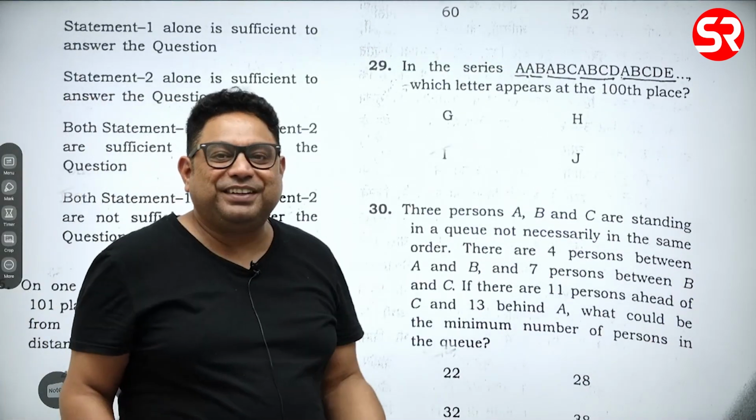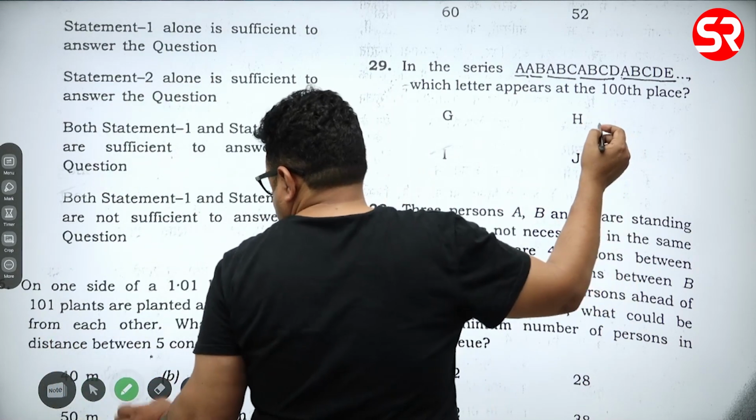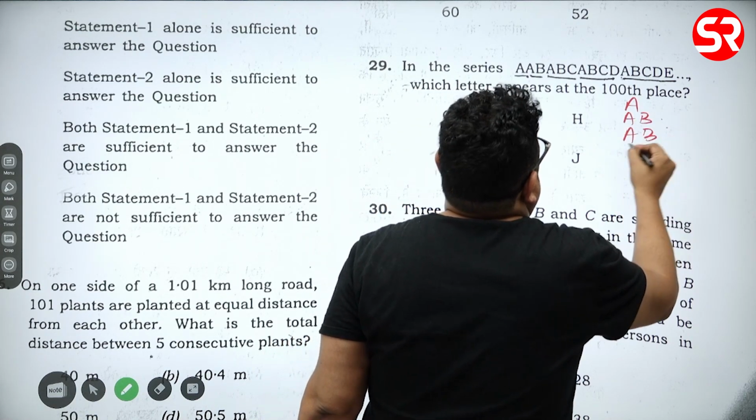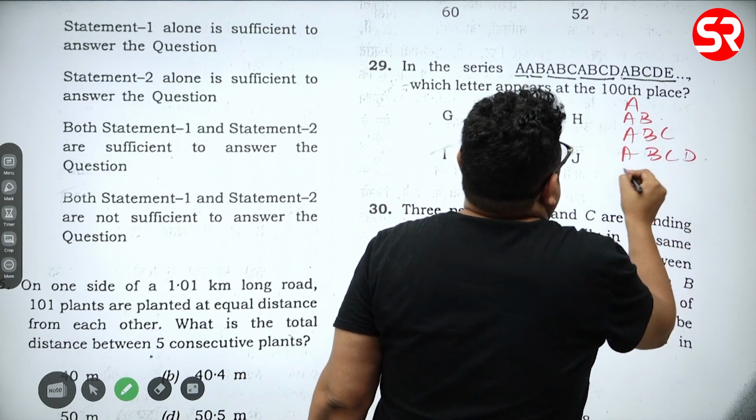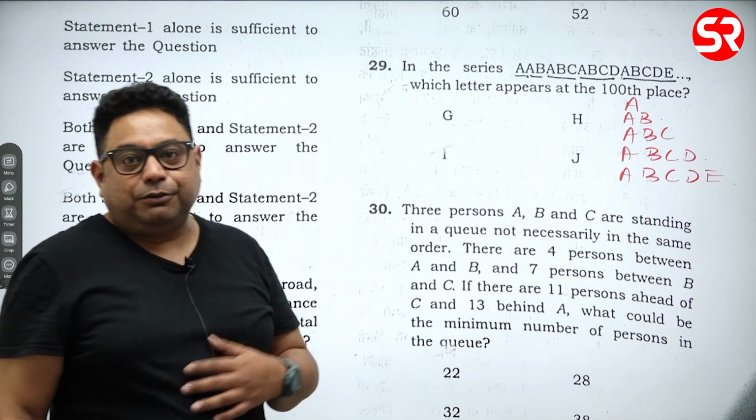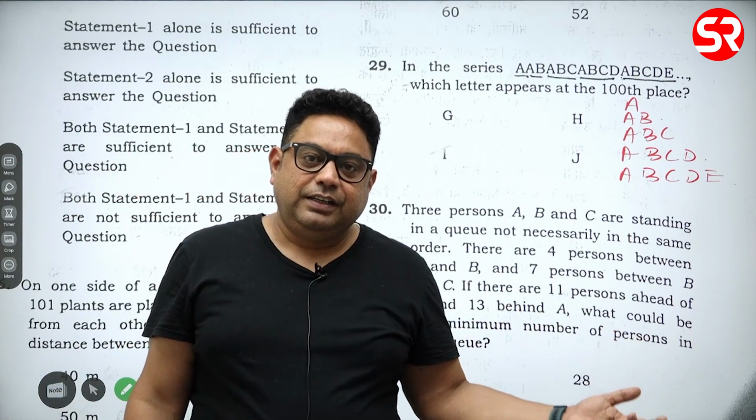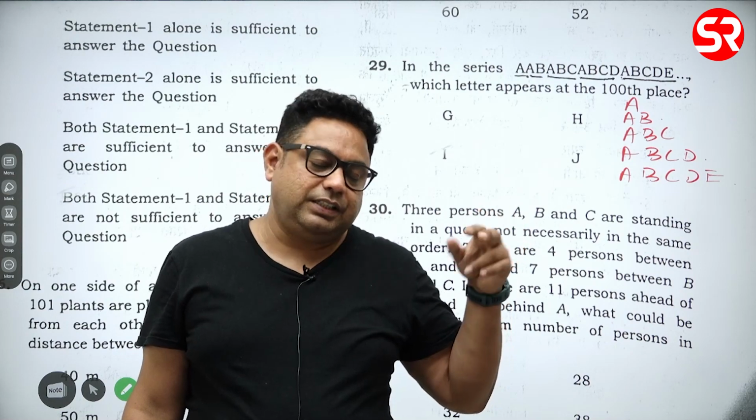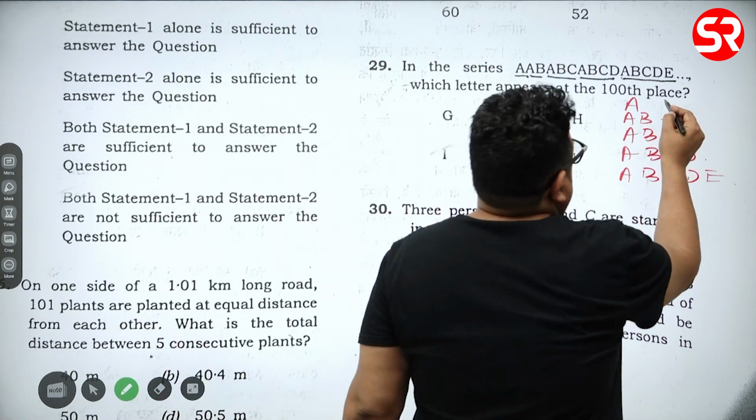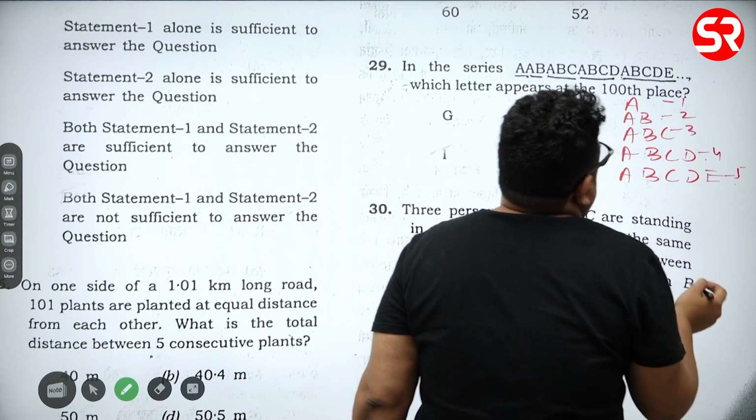This is one question we have done many times. The series goes like this: A, AB, ABC, ABCD, ABCDE. I have done the same kind of question in the class also: A, BB, CCC, DDDD. Just go for the AP/GP class. We have done it. This is 1, 2, 3, 4, 5 terms, and you keep on adding.